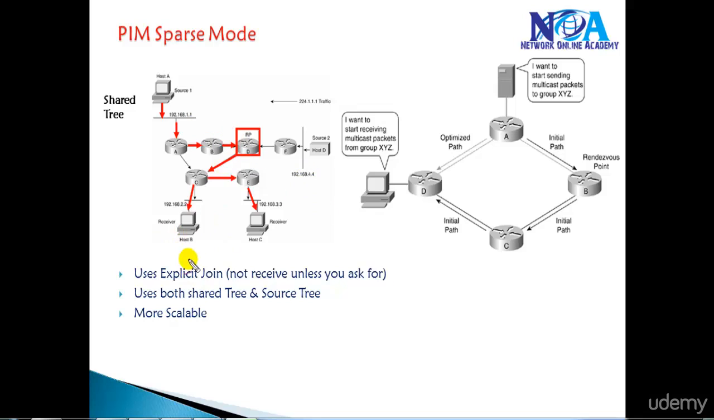So it uses explicit join. Explicit join means you need to tell it that you want to receive the multicast traffic, and only then will the multicast traffic be sent, or else it will not send unless you ask for it. It uses both shared tree as well as source tree. We'll see in more detail how it uses the shared tree and source tree. And sparse mode is a much more scalable solution when compared with dense mode.